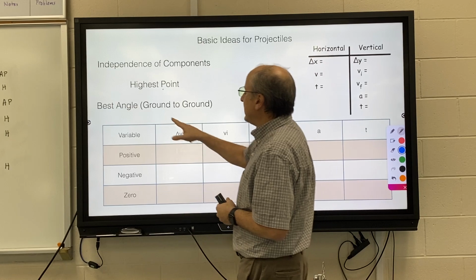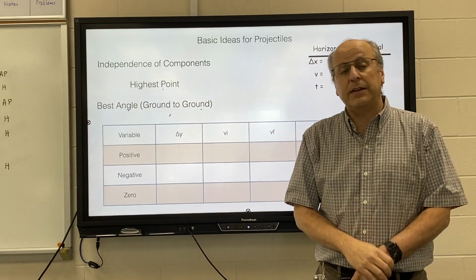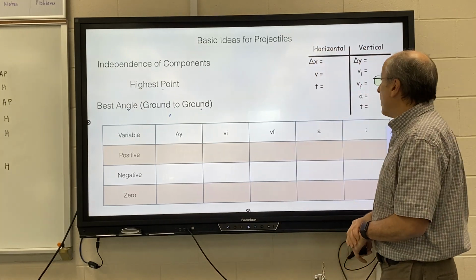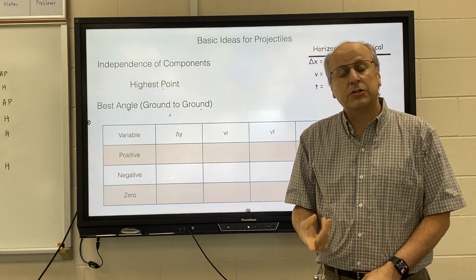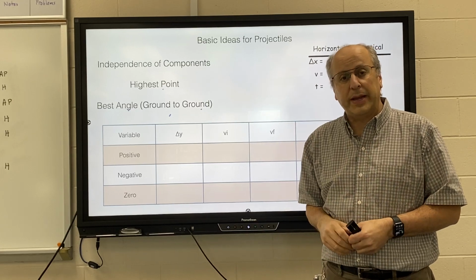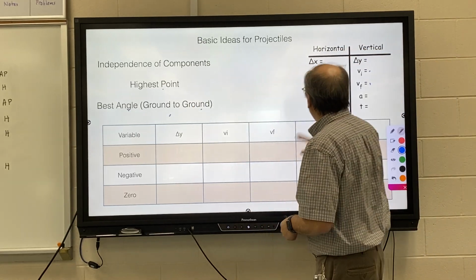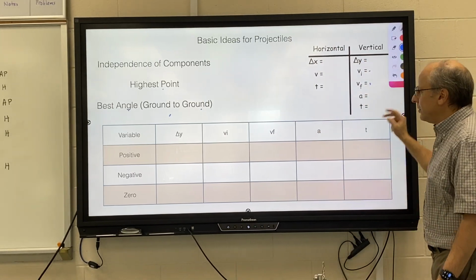We saw that the best angle we can have if you're going from ground to ground is a 45-degree angle. Remember, when you're going from ground to ground, VI and VF will be the same numbers, just opposite, positive on the way up and negative on the way down. And if you start and end at the same height, your delta Y will be 0. Okay, just a reminder of your signs.